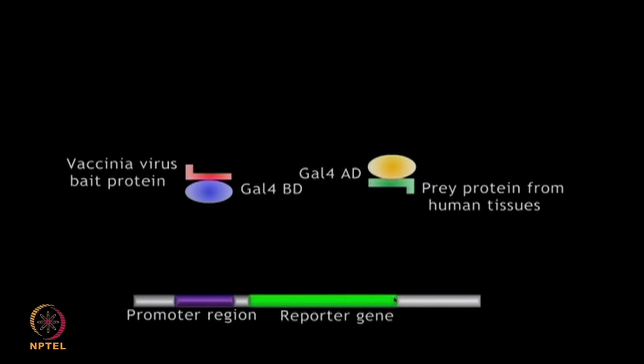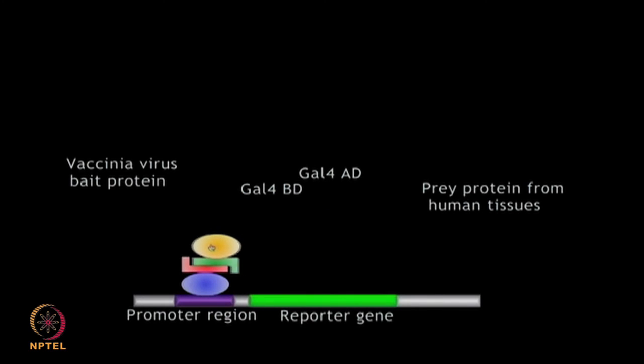So, let me show you by this interaction how this yeast two-hybrid screening can be used. Let us drag and drop the components so that the transcription will be carried out. As you can see, first the Gal4 binding domain adhered to the promoter region, and now as soon as the activation domain binds there, the transcription event happens.